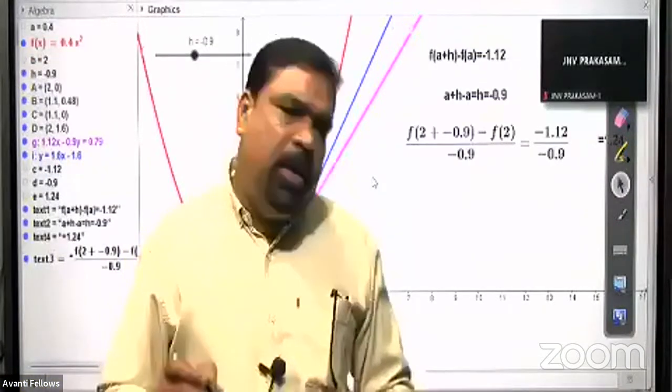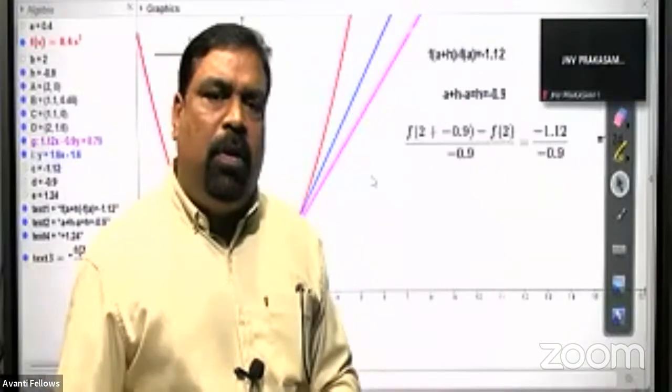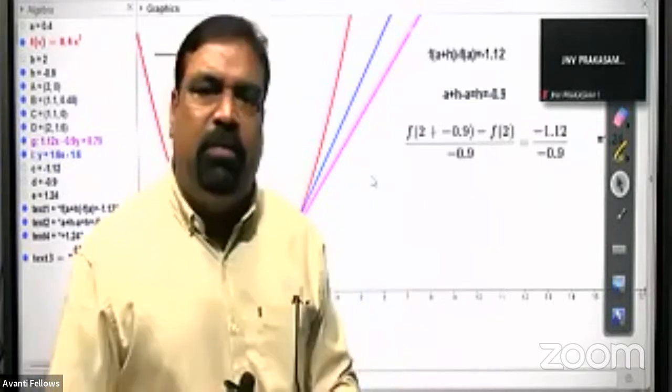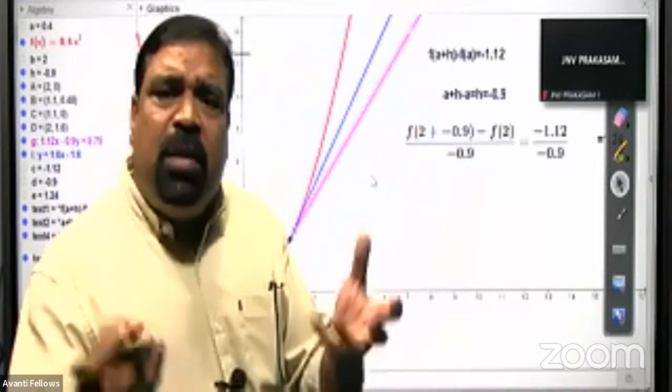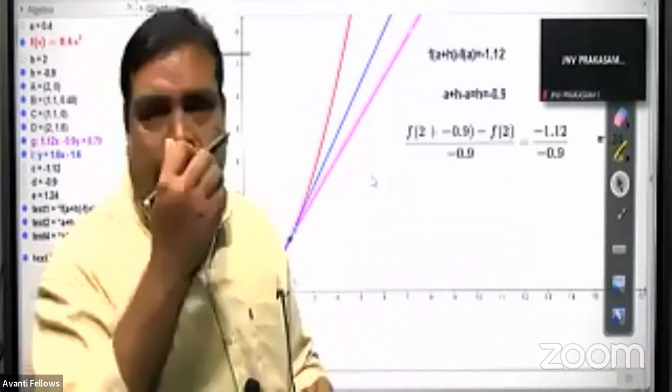Okay, at the point 2, it means 0.8 into 2 must be the value. That must be 1.6 actually. You know the derivative, how to evaluate and everything. So what I am going to show is what this 1.6 indicates geometrically.